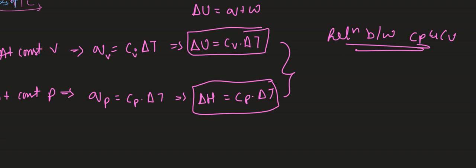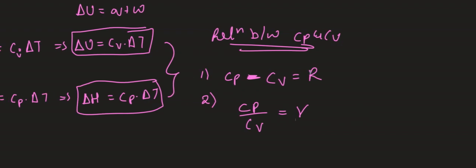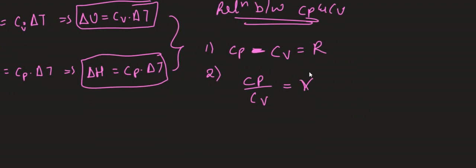So what are the formulas between Cp and Cv? The first formula is Cp minus Cv is equal to R. And what about the second formula? The second formula is Cp by Cv is equal to gamma. Now the question is, ma'am, what is the meaning of this gamma? Gamma is nothing but Poisson's ratio.